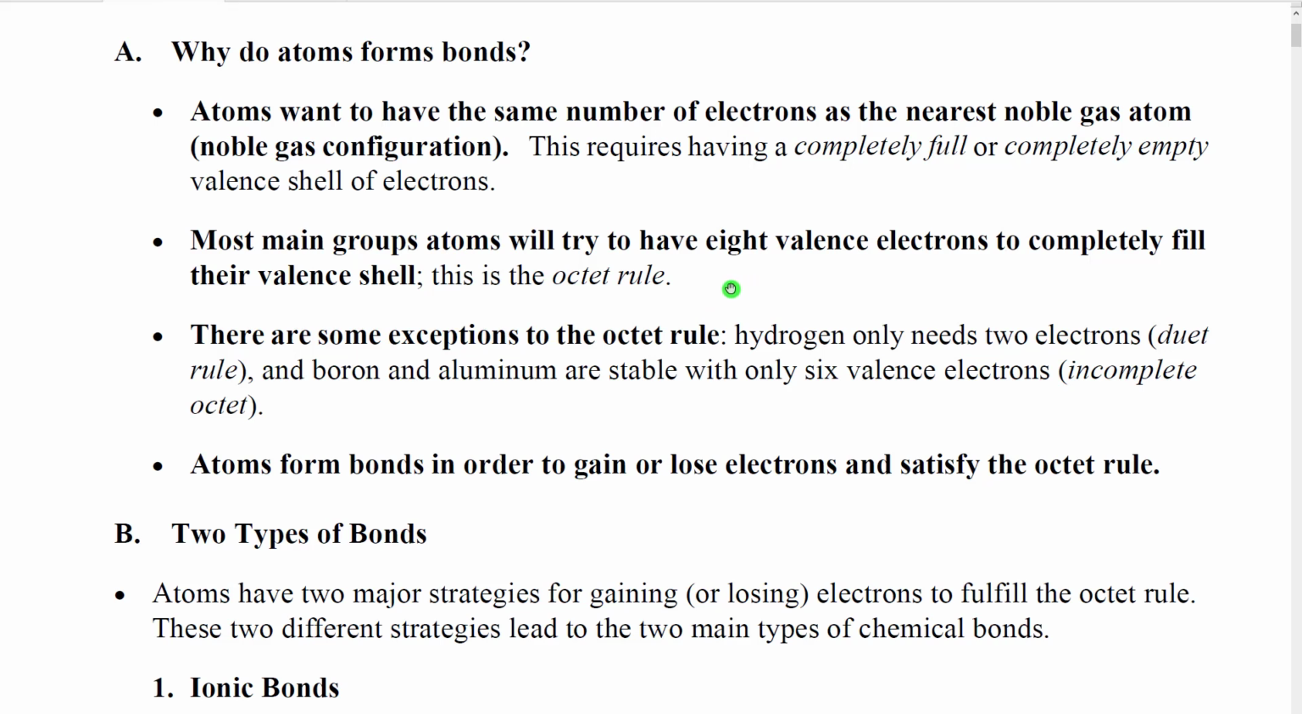So therefore, having 8 valence electrons is called the Octet Rule. Now, we're going to see that there are some exceptions to the Octet Rule. So for example, hydrogen only needs 2 electrons to become like helium. And so this is sometimes called the Duet Rule. And we're going to see that there are elements like boron and aluminum that are stable with only 6 valence electrons. And we call that an incomplete octet. And we'll go more into that later. So in summary then, why do atoms form bonds? Atoms form bonds in order to gain or lose electrons and thereby satisfy the Octet Rule.